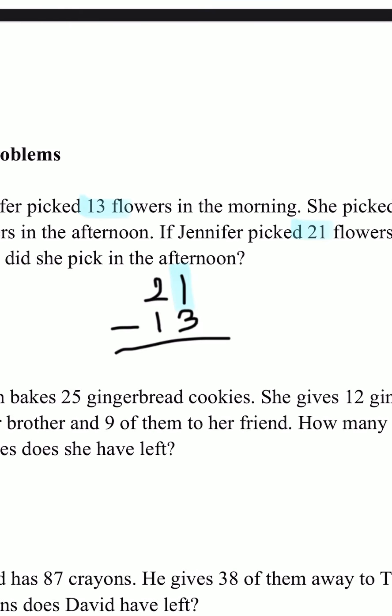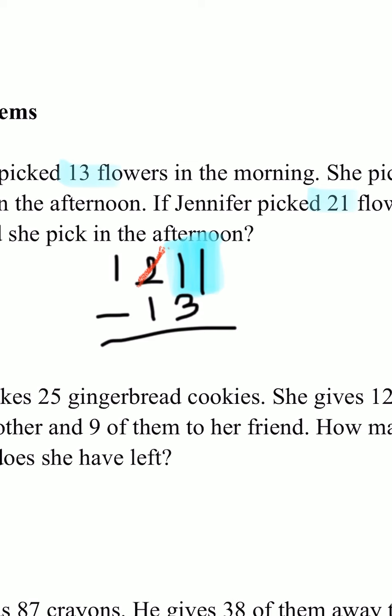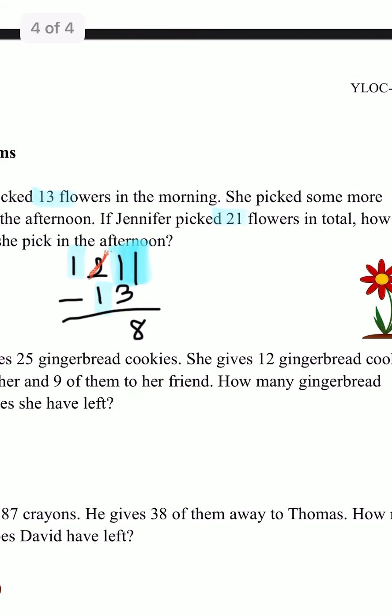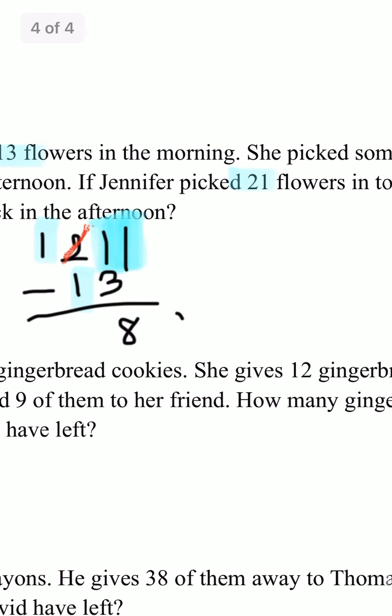Because the top number is smaller than the bottom number, and 1 is smaller than 3, right? So we're going to borrow 1 ten from the 2. We cross this out. That's going to be 1. And now this is going to turn into 11 because we borrowed 1 ten. So 11 minus 3 is 8, right? And 1 minus 1 is 0. So we don't write the 0. That would be 8 flowers. So she picked 8 flowers in the afternoon.